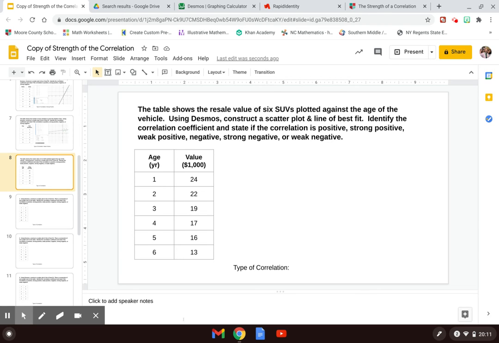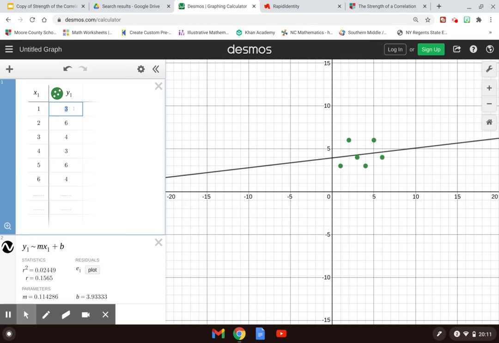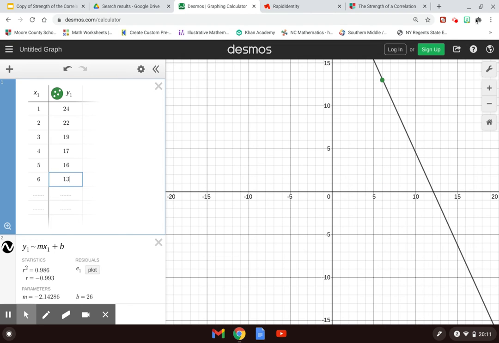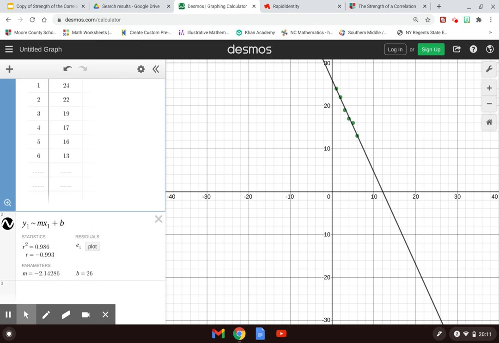All right, so let's go back to Desmos again. And again, I have 1, 2, 3, 4, 5, and 6. So I'm just simply going to come over here and change these values. All right, so there's my scatter plot, and there's my line of best fit. And again, if I look at my parameters, my slope is a -2. My b value, my y-intercept, is 26.